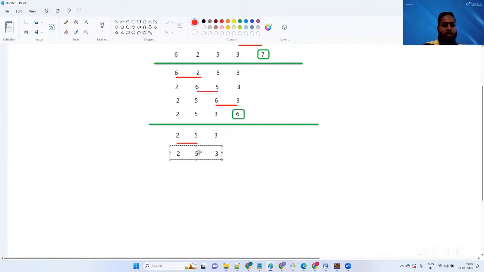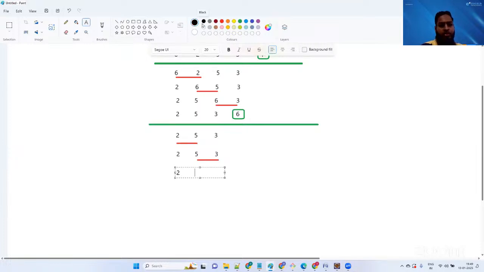Then next, what will I compare? 5 with 3. So 5 is greater than 3. So you will swap. So 2 at its original place. 3 and 5 will swap. And now my third largest number also has got its place. And my third iteration completes.